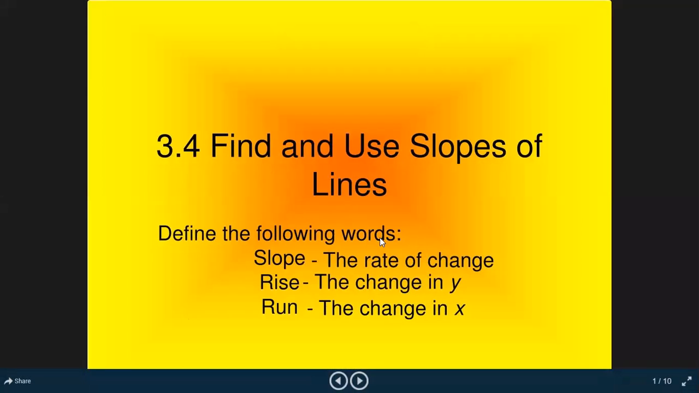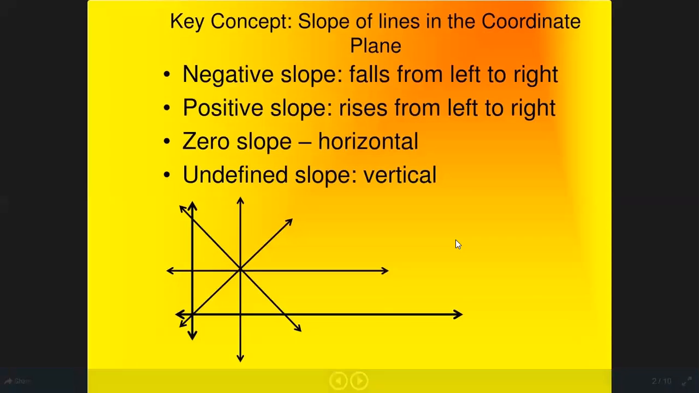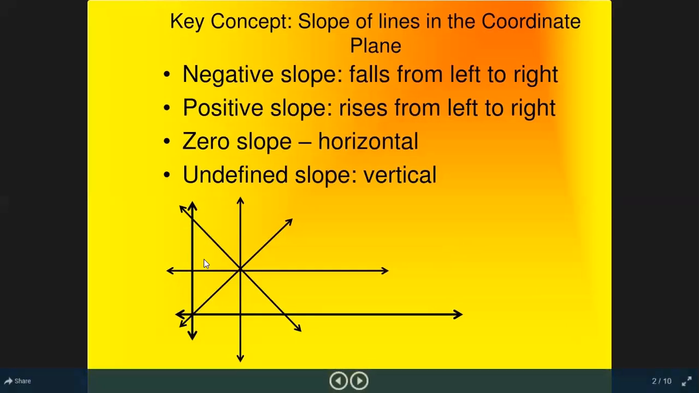defining the following words. The word slope means the rate of change. Rise means the change in y, and run means the change in x. In front of us now, we have four different types of slope. We have negative slope, which falls from left to right. Positive slope rises from left to right.